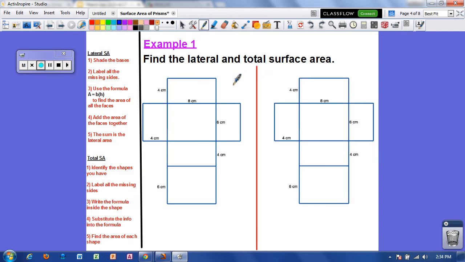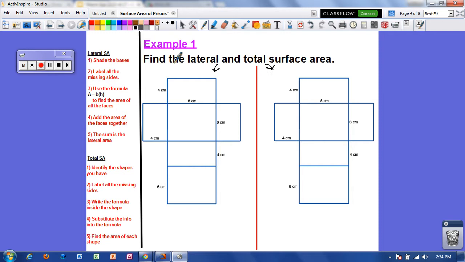Okay, let's do some examples together. In example 1, we want to find the lateral and total surface area of this rectangular prism. Now, as you notice, this is exactly the same as this. I am going to find lateral surface area on this side, and total surface area over here on this side. All right, so lateral surface area.